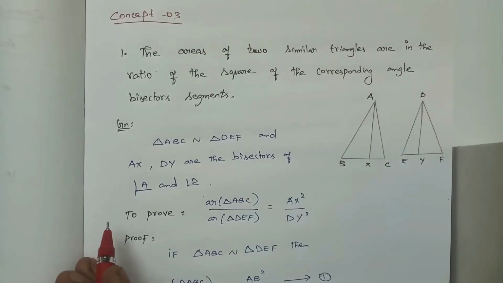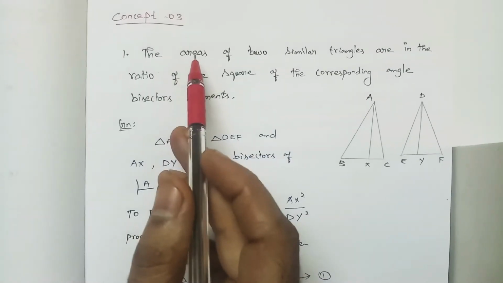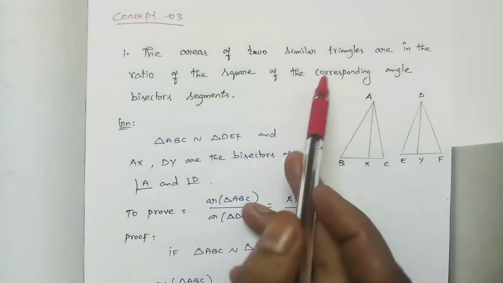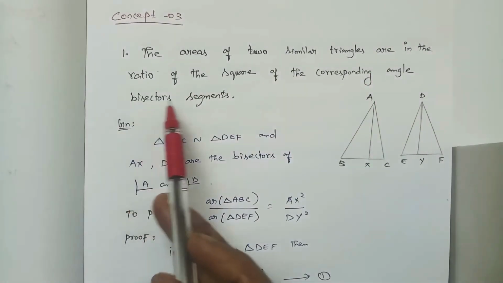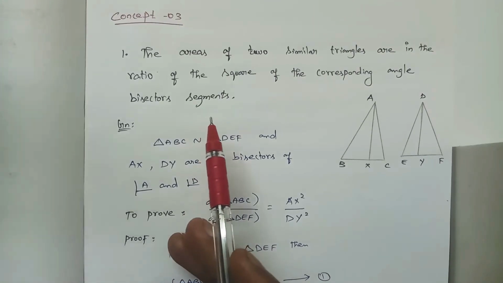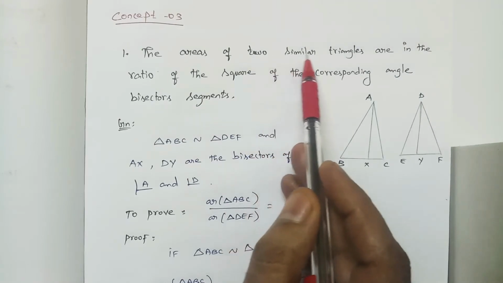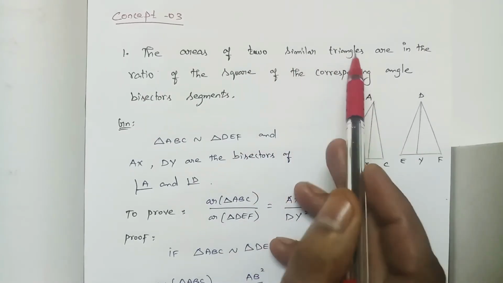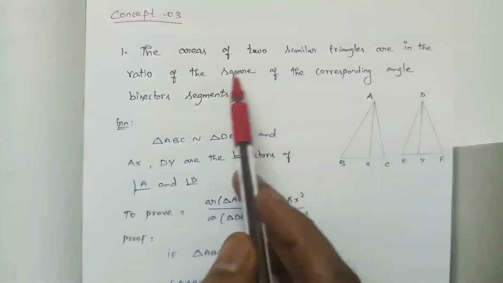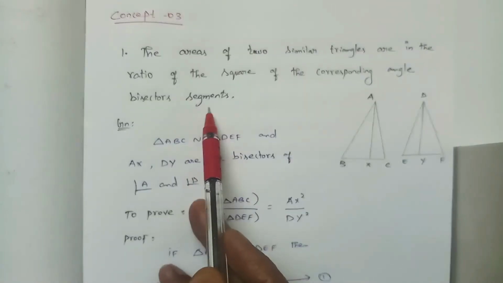Concept 3, sum number 1. The areas of two similar triangles are in the ratio of the square of the corresponding angle bisector segments. Same proof, right? Same thing. But here what they are asking is, if the two triangles are similar, then their areas will be equal to the square of the corresponding angle bisector segments.